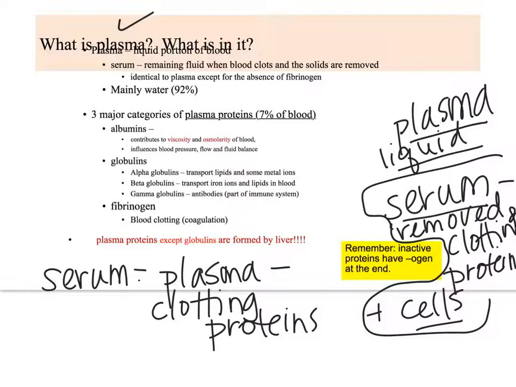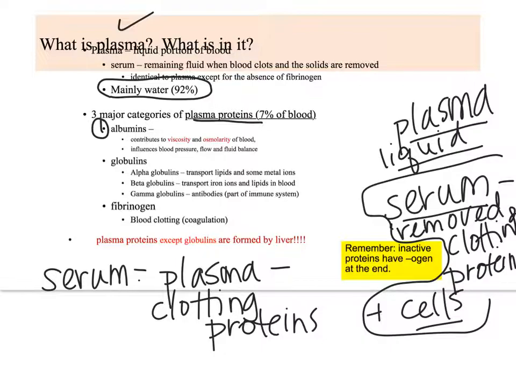Now plasma and serum are mainly water, about 92% water. Besides water, they also have other kinds of plasma proteins in them. The plasma proteins are really super important for the function of blood. The first kind is albumin.